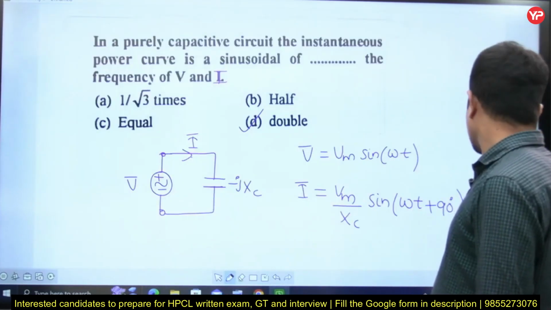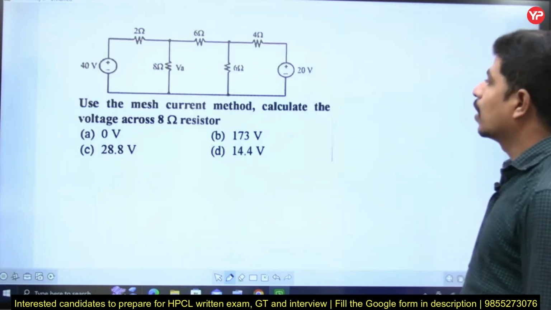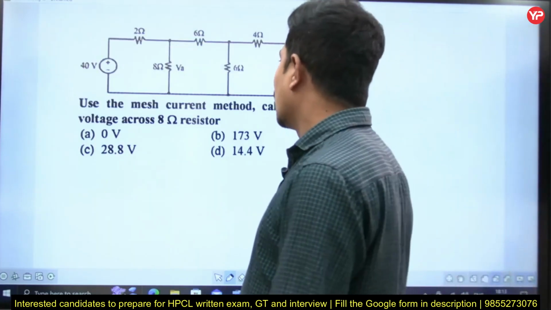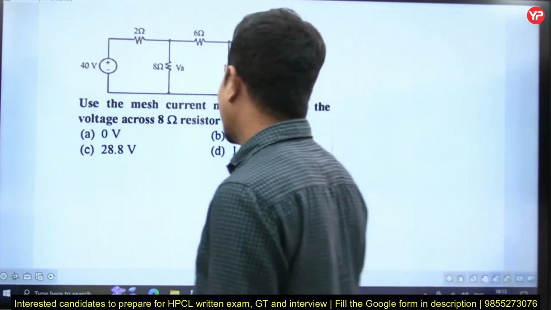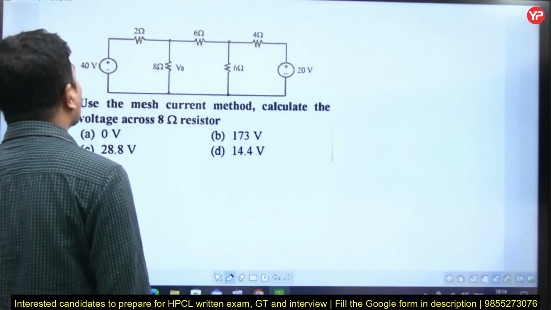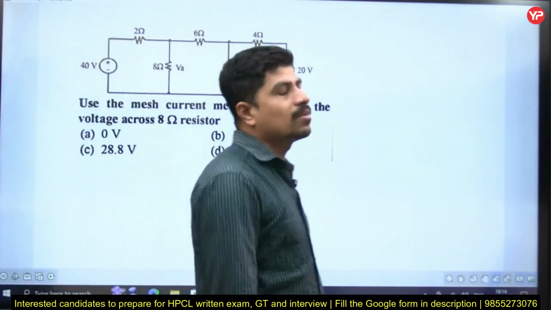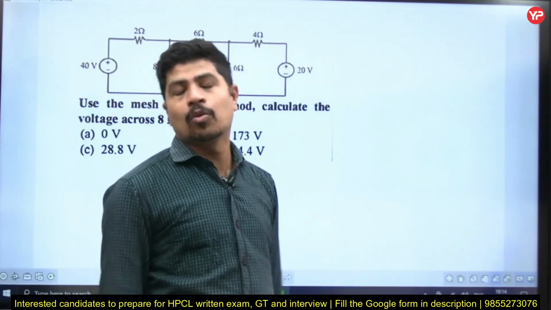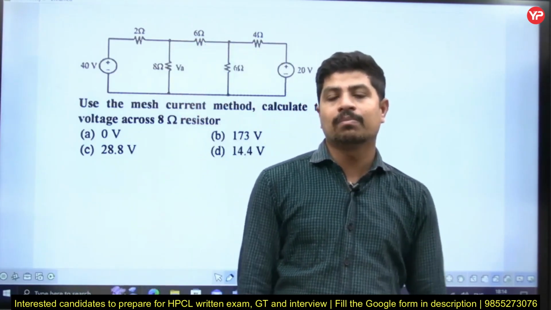Let's go to the next question. It's asking to use the mesh current method and calculate the voltage across the 8 ohm resistance. See, he need not say mesh current method. Some method I am going to take up. I don't take mesh current.